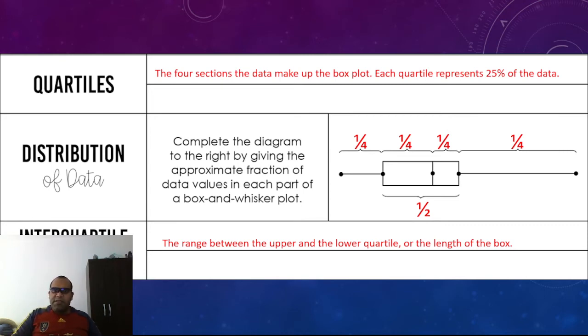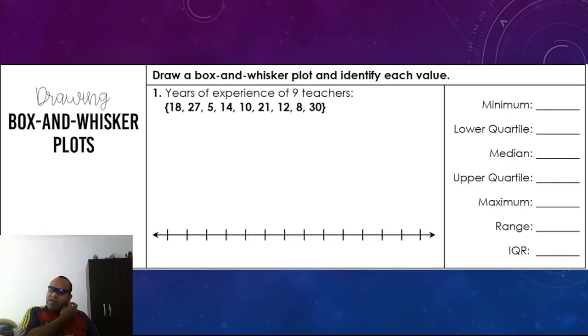Can you show an example for us? Yes, guys, let's do it. First of all, organize the data. We have the years of experience of 9 teachers: the first teacher 18 years, the second 27, then 5, 14, 10, 21, 12, 8, and 30.